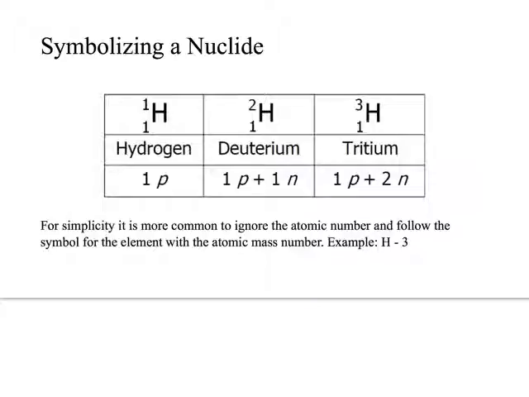Sometimes we'll use different ways to symbolize nuclides. And so these three nuclides here are forms of hydrogen, right? So if it's just one proton, then we're talking about a normal old hydrogen atom, right? If we add a neutron in there, we have deuterium. And then if we add a proton and two neutrons, now we have tritium. Tritium is radioactive, right? And so it's going to do things to try to get back to that stable state of hydrogen. And so often, though, for simplicity's sake, we'll ignore the atomic number and follow the symbol of the element with the atomic mass number. So like tritium, we might also write as just H-3, right? Or we might just call it hydrogen 3.